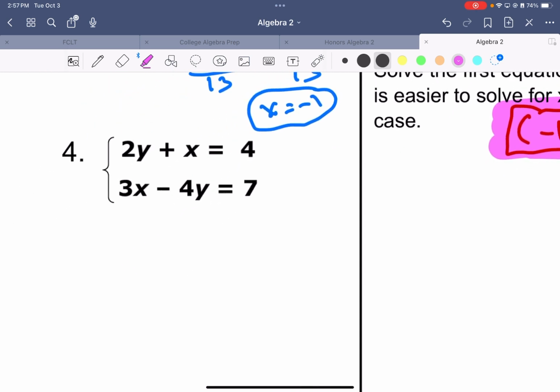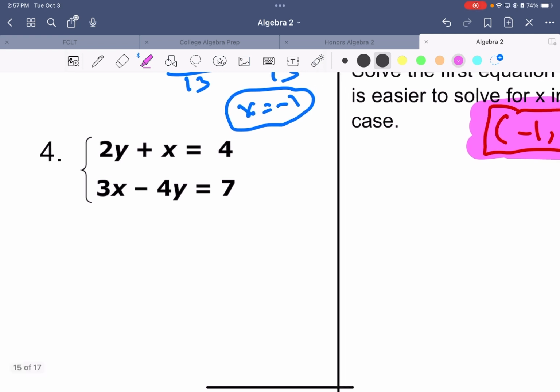All right, question number 4. Question number 4 is 2y plus x equals 4, and 3x minus 4y equals 7. In this case, it's easier to solve that first equation for x. So I would solve that first equation for x. So go ahead, solve that first equation for x, and then use what you have for x, substitute that into the second equation, find your value of y, substitute that back in, see what your value of x is.